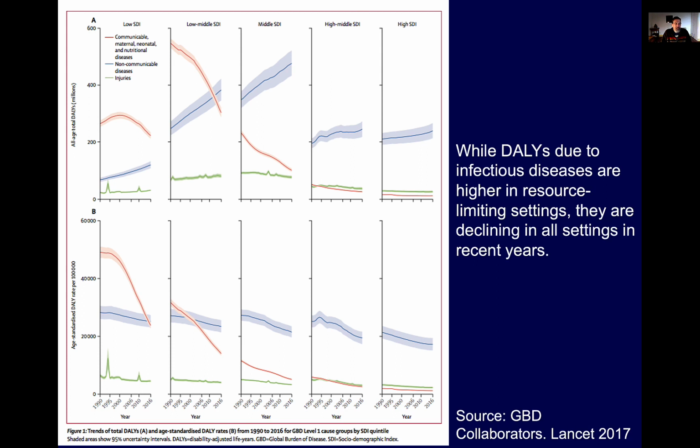And the point of this slide, which really is showing trends over time in age-standardized disability-adjusted life years, looking at different settings from low socioeconomic development index to high, is mainly to show that while DALYs due to infectious diseases are higher in resource-limited settings, they are at this stage declining in all settings in more recent years.